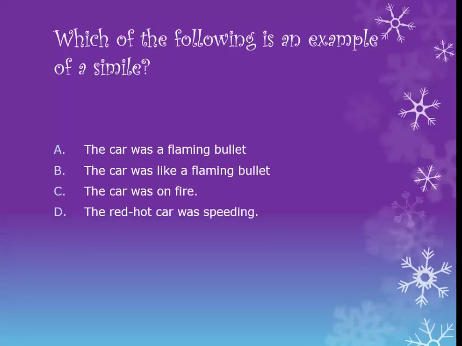So now we're going to review. Which of the following is an example of a simile? A, the car was a flaming bullet. B, the car was like a flaming bullet. C, the car was on fire. Or D, the red hot car was speeding. And if you chose B, you would have the correct answer. The car was like a flaming bullet.